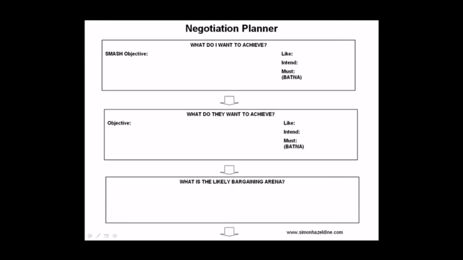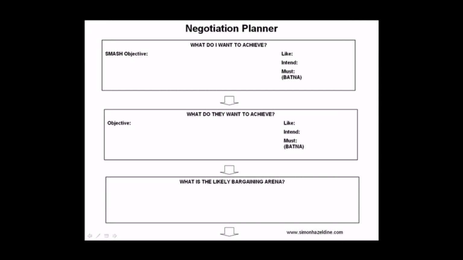This also incorporates the concept of BATNA, your best alternative to a negotiated agreement. What you will do if you cannot get an agreement. Having thought that through in advance, having a plan B, if you like, or a contingency, is a very strong source of power.